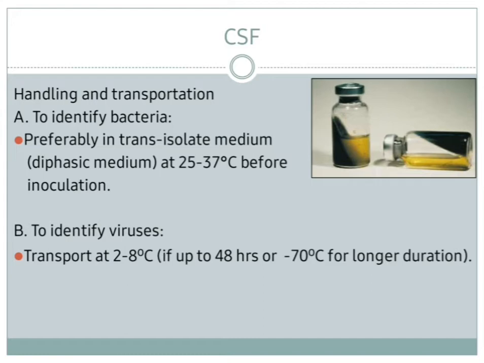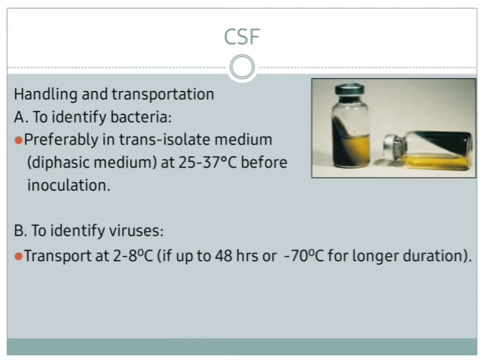This is about the bacteria. And if we suspect a virus, meaning viral meningitis, then it should be transported at 2 to 8 degrees centigrade, whereas for bacteria we transfer it at 25 to 37 degrees centigrade. In virals we need to transport it at 2 to 8 degrees centigrade.